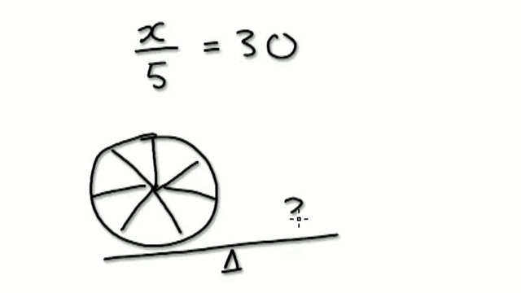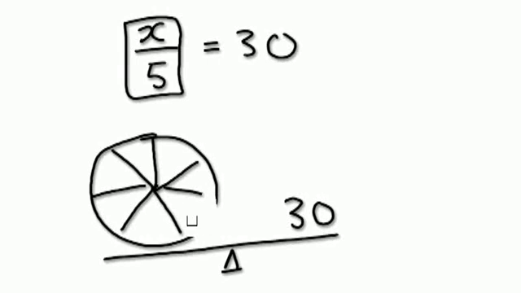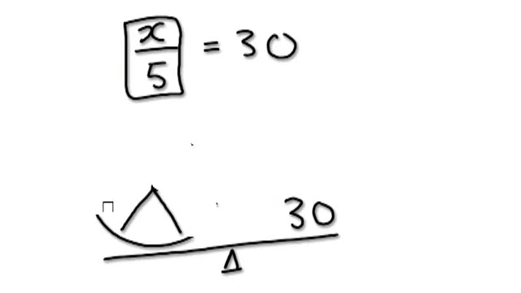And then on this side, you will have 30 sweets. So in effect, x over 5 means you've only got one slice like this. So how do you get one whole bag equals something?